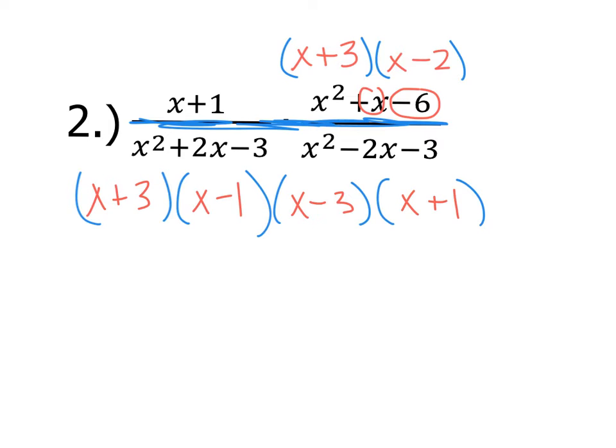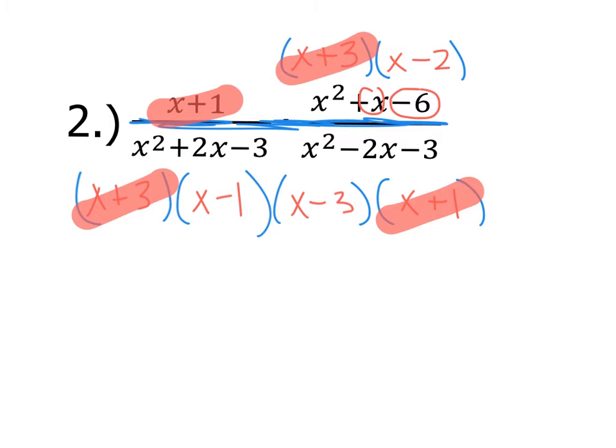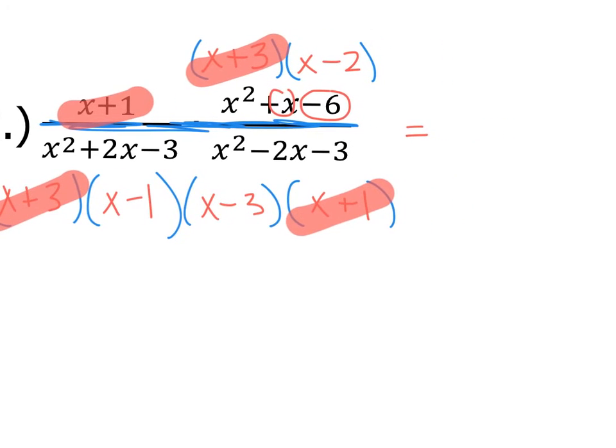So first off, I have an x plus 1 that will cancel out with the x plus 1 down here. They do need to be on opposite sides of the fraction. They can't be on the same side. I have an x plus 3 that'll cancel with an x plus 3. And that looks like that's it as far as common factors that can be canceled.